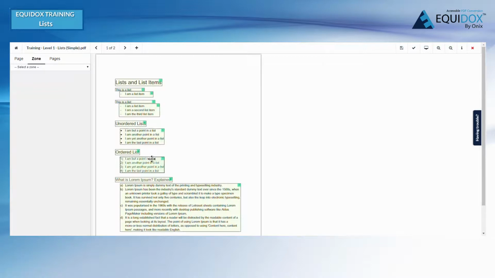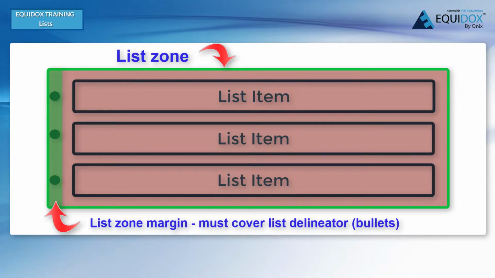A list is highlighted in red and labeled List Zone. Each item in the list is in its own highlighted box. The outside of the list is highlighted green and labeled List Zone Margin must cover List Delineator, bullets. For correctly tagged lists, each list has a zone, and each list item contained within it also has a zone.